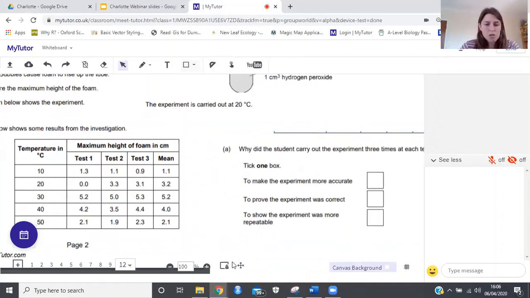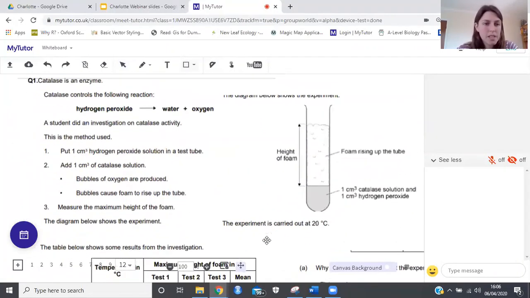Okay, so let's start from the beginning. Catalase is an enzyme. I'm going to underline the keywords here. Catalase, we know it's an enzyme, it ends in ase, so we could have a decent guess at that. Catalase controls the following reaction. Hydrogen peroxide is converted to water and oxygen.